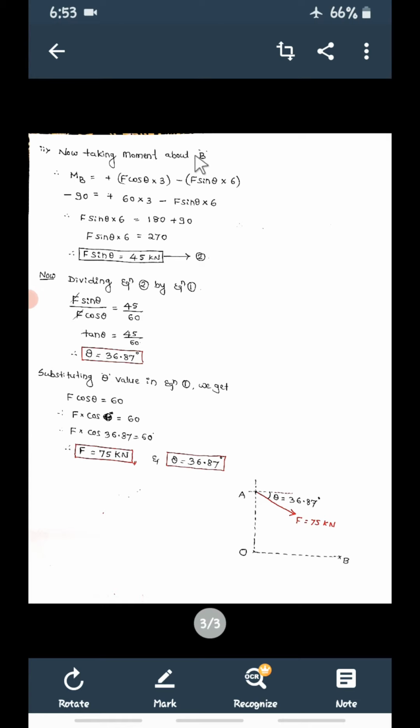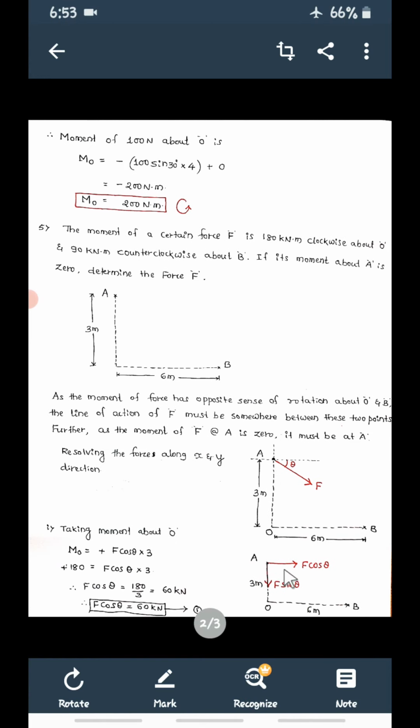So now taking moment about B. So MB is equal to, again, two forces. Moment of these two forces about B now. So one by one, what is the moment of this now?